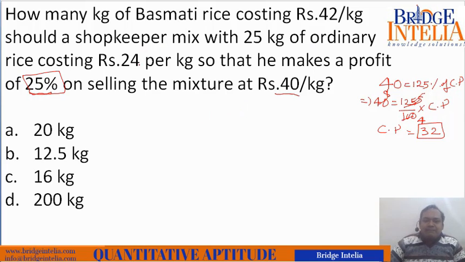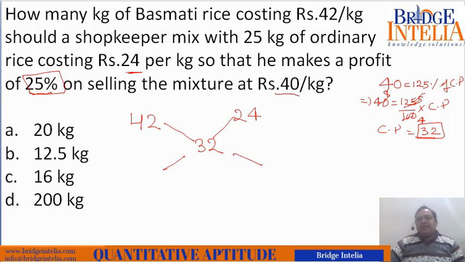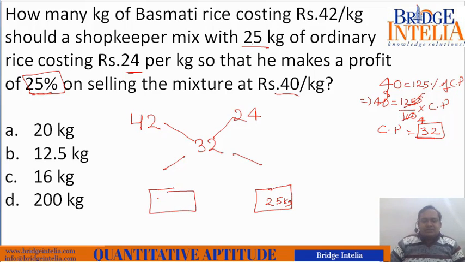It means you have mixed two varieties. One was priced at 42, the other was priced at 24, and you found out that the average comes out to be 32. So in what ratio were you mixing them? It is also known that 25 kgs of this variety has been used. We have to simply find how many kgs of this variety had been mixed.